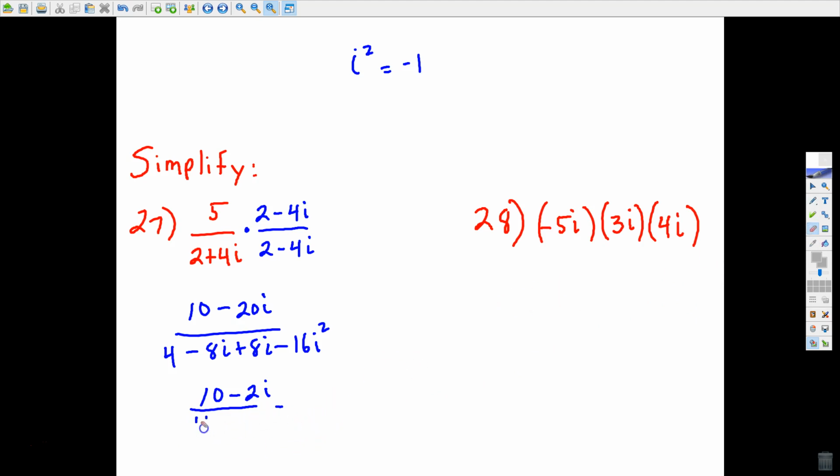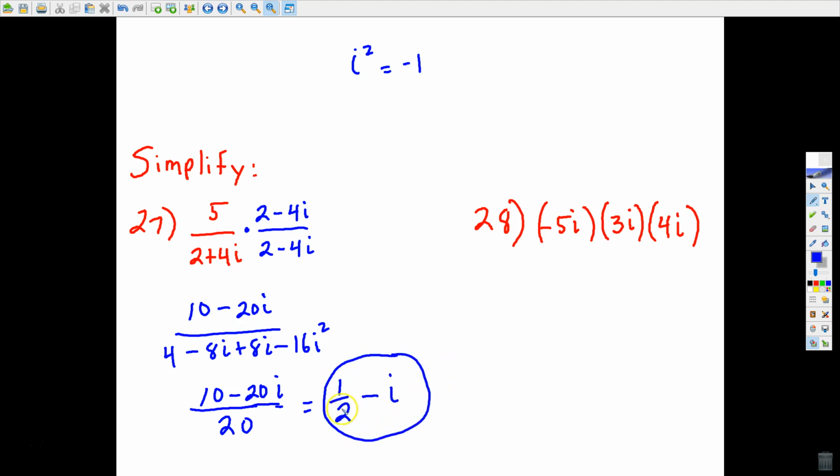Okay, so hopefully you saw that. And now it's just a matter of writing this as a complex number. I'm going to go ahead and divide by 20 in both cases. Oh, that should be 20i on the top instead of 2i. Okay, so 10 over 20, that's 1 over 2. Minus 20 over 20 is 1i. And that's it. That is a complex number form.